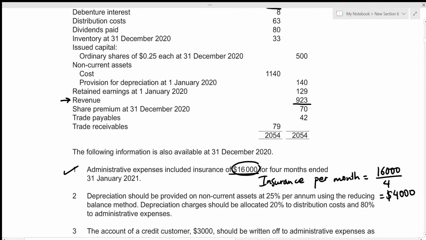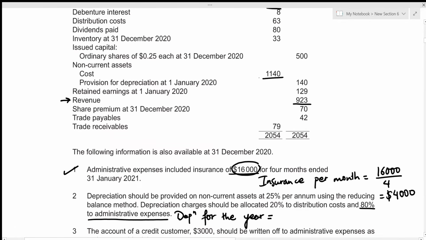Let's have a look at the second one. Depreciation should be provided on non-current assets at 25% per annum using reducing balance method. All right, then the depreciation charges should be allocated 20% to distribution costs and 80% to administrative. So we need to figure out the total depreciation charge, and then 80% of that charge should be included in the administrative expenses. Let's figure out the depreciation for the year. We are calculating depreciation using the reducing balance method. So we need to use both the cost and provision for depreciation, which is given right here.